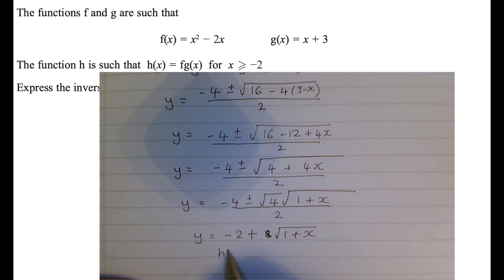We don't want to do the take away, because remember it says your input has to be bigger than minus 2, so we can't have the minus 2 take away answer. So in actual fact, the answer is just minus 2 plus root 1 plus x, and that's my answer.